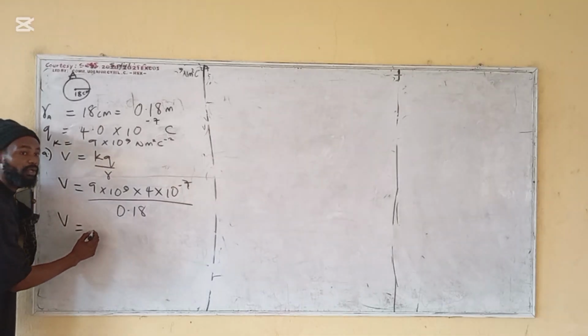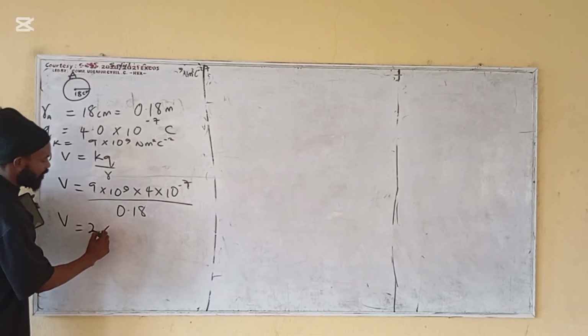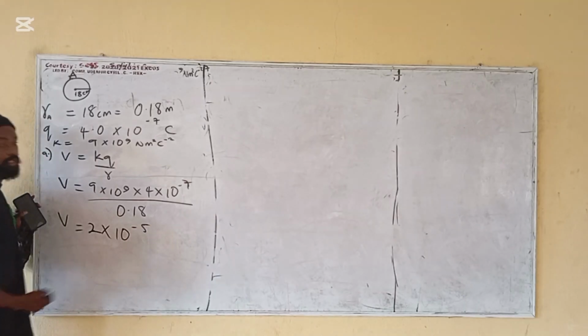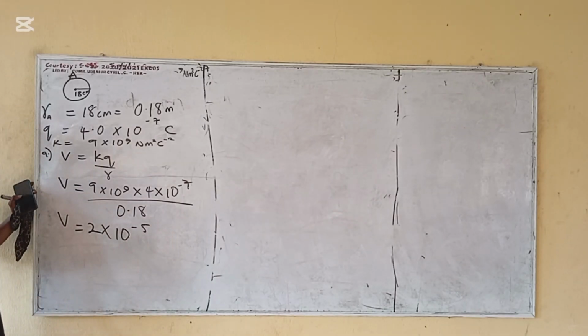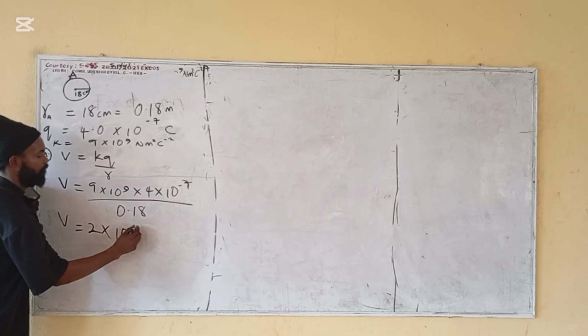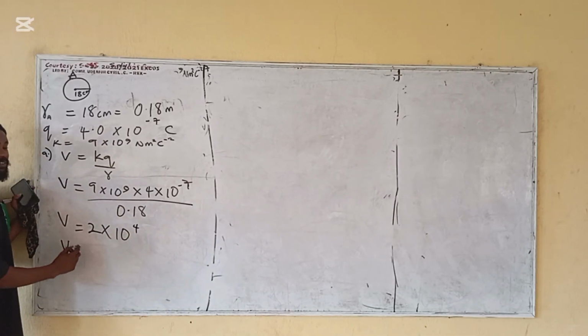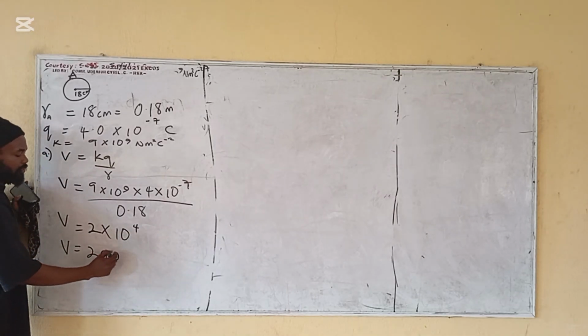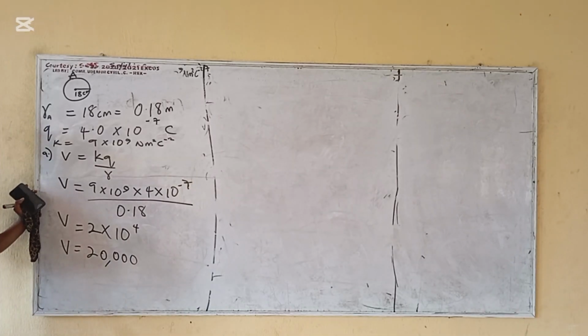Is it 2 times 10 to the power minus 5? Is it 4 or 5? Times 10 raised to the power 4. Is it minus 4 or just 4? Just 4. That means that V is equal to 20,000 volts. That's what it means. Wow. Fire. Let's go again.